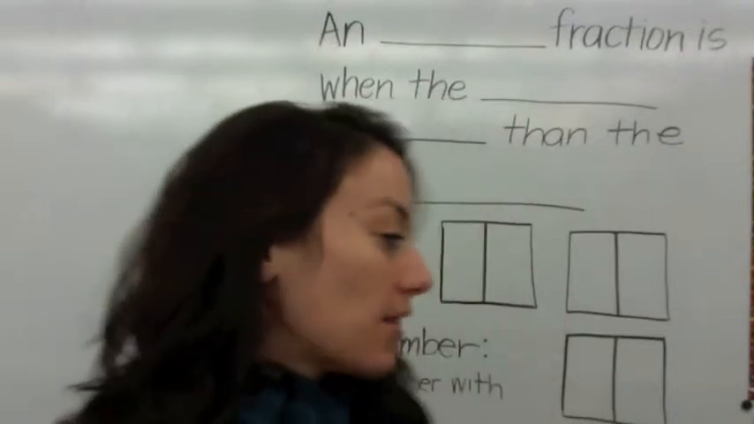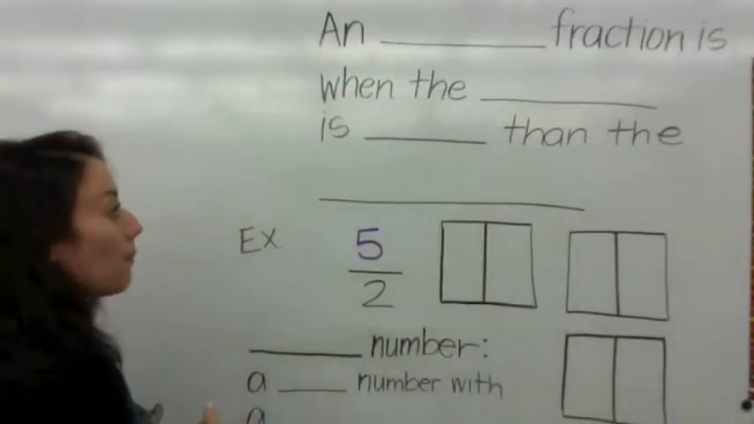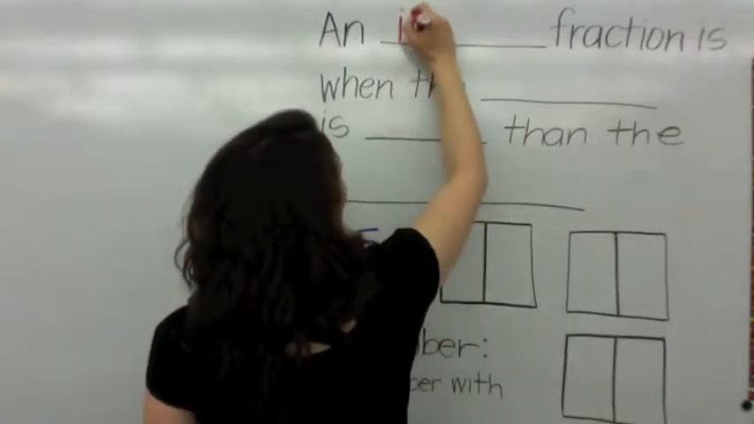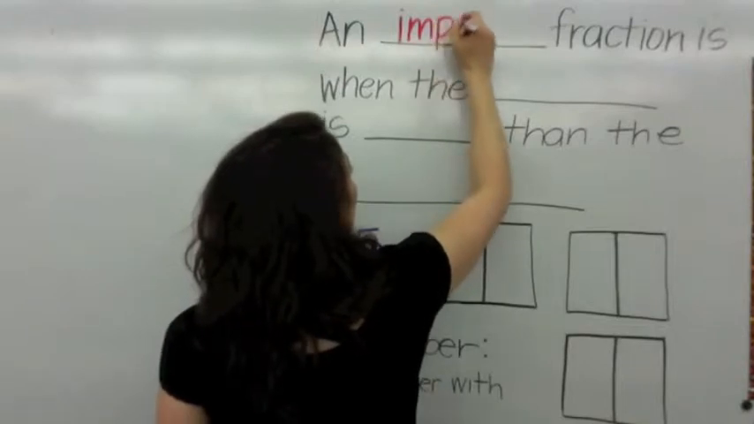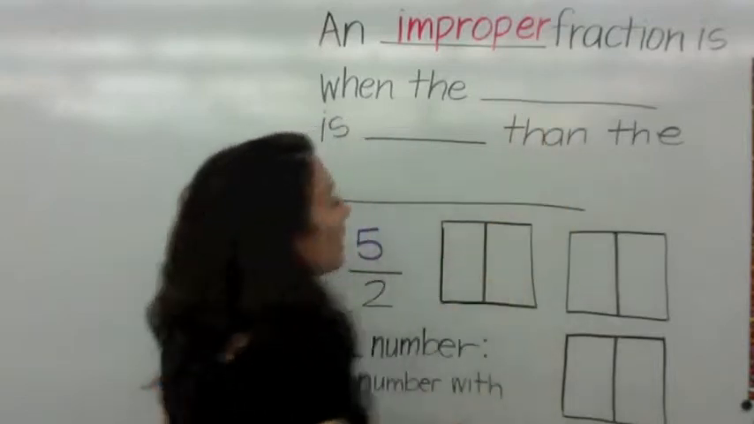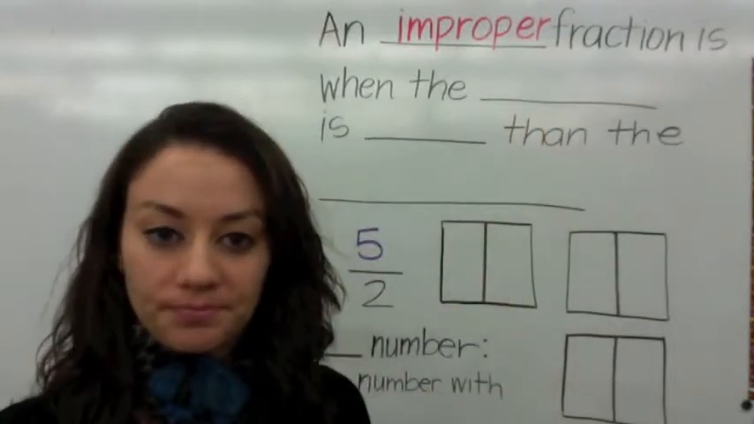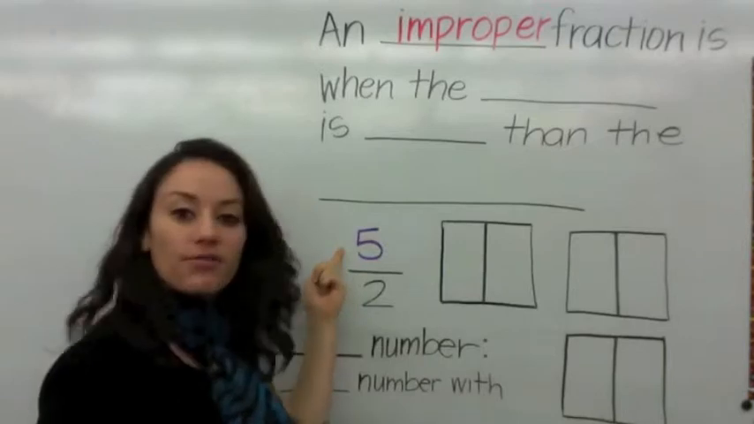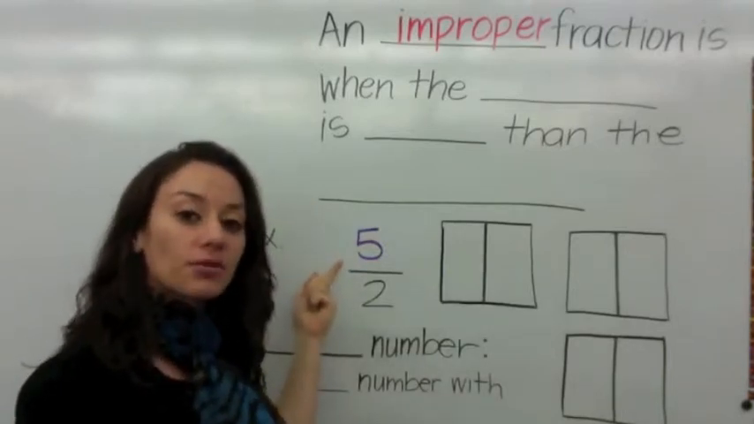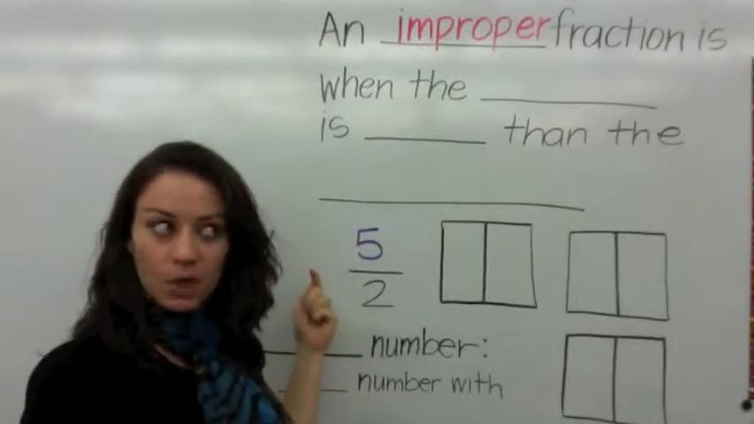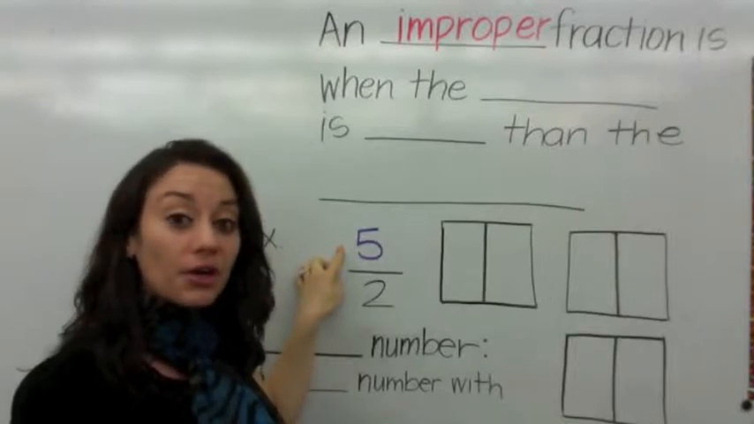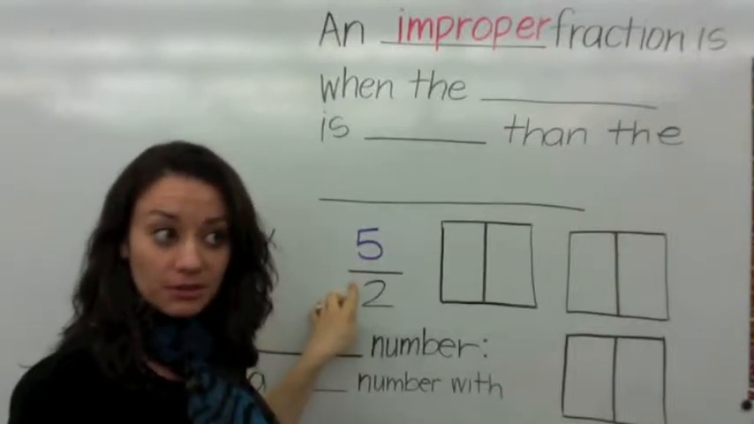The first one that you are familiar with is improper fractions. So write for me an improper fraction, like 5/2. Okay, this is an improper fraction. Why? What can you tell me about the numerator? Is the numerator bigger than the denominator?